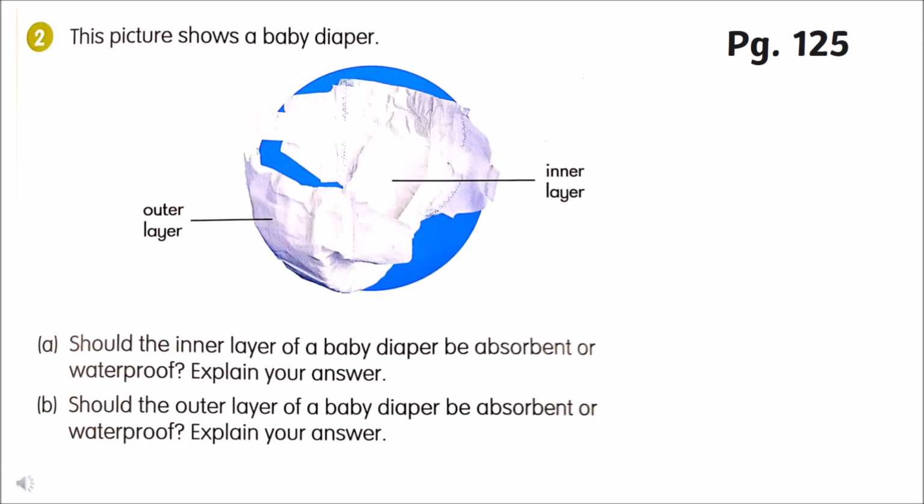Number 2. This picture shows a baby diaper. There's an inner layer and an outer layer to a baby diaper. The questions are A. Should the inner layer of the baby diaper be absorbent or waterproof? And explain your answer. And B. Should the outer layer of the baby diaper be absorbent or waterproof? Also explain your answer. So this is a two-part answer. It should start with absorbent or waterproof, and then because.